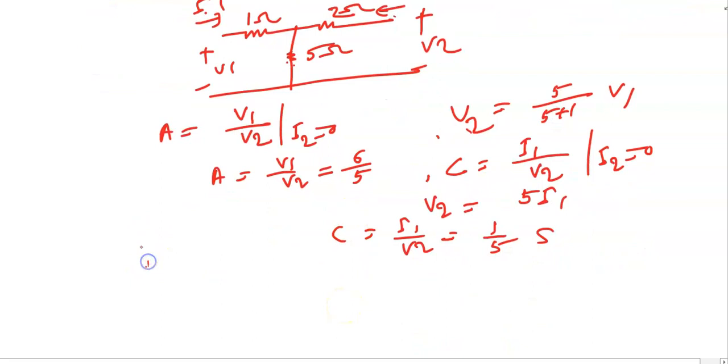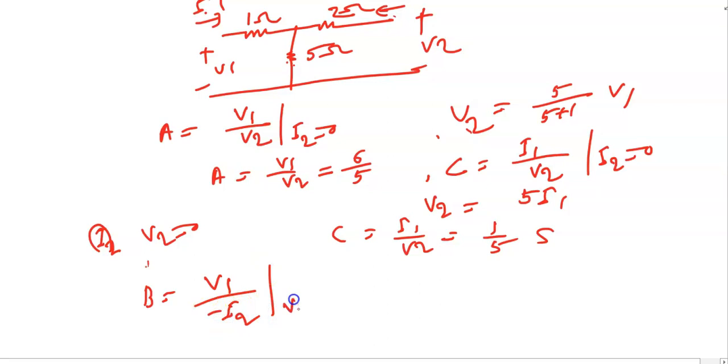Now that was the open circuit case. Now we will do the short circuit case, that is V2 equal to 0. B equals V1 upon minus I2 when V2 equals 0. V2 equal to 0 means you need to short it. That means you short it.